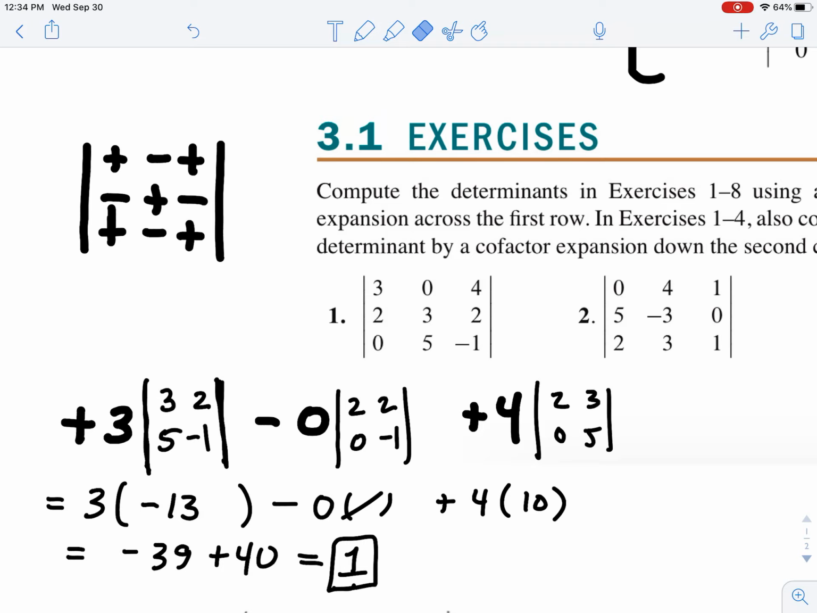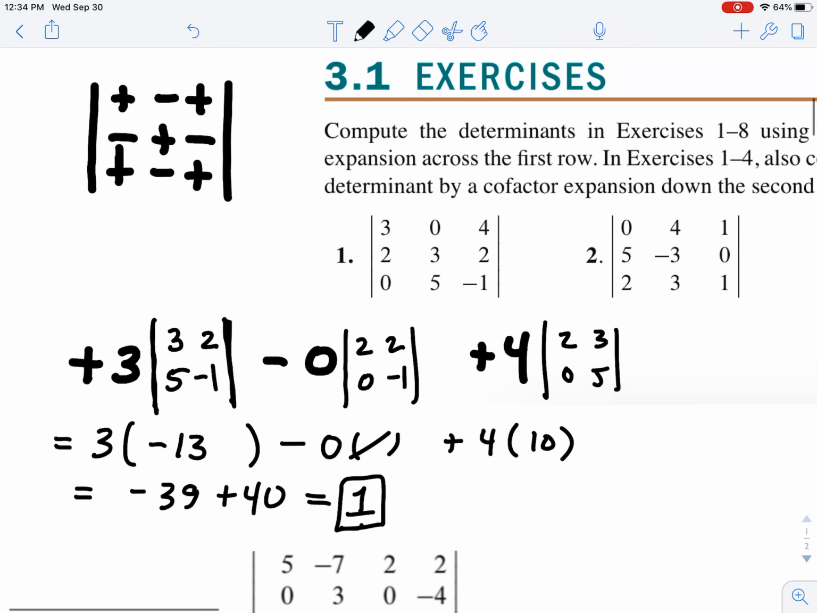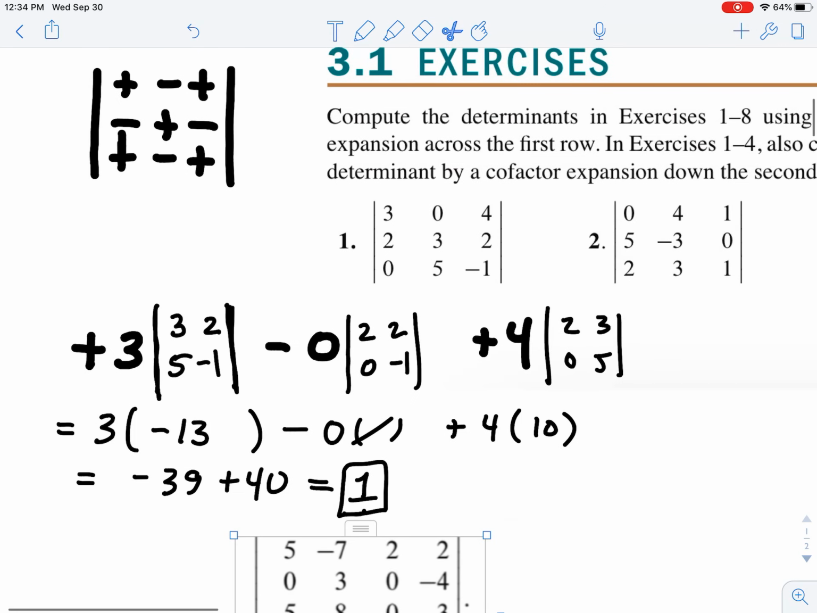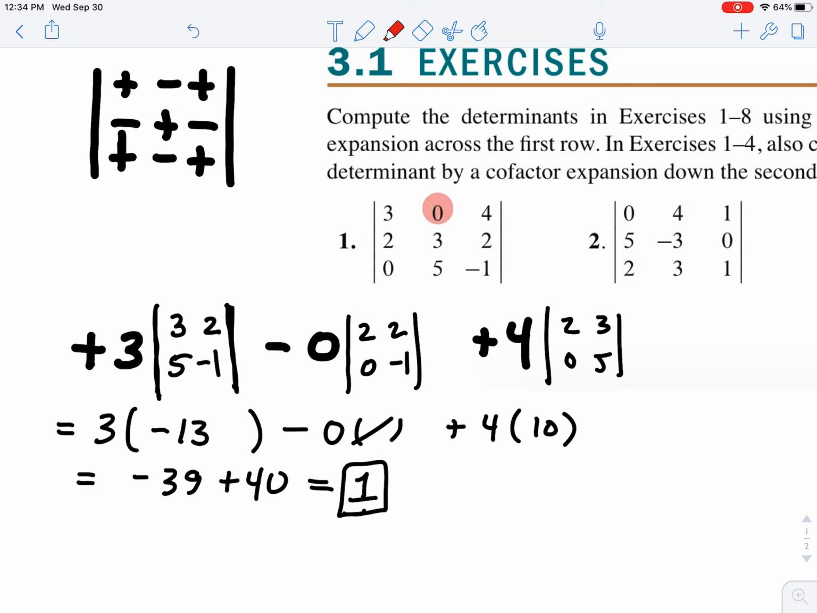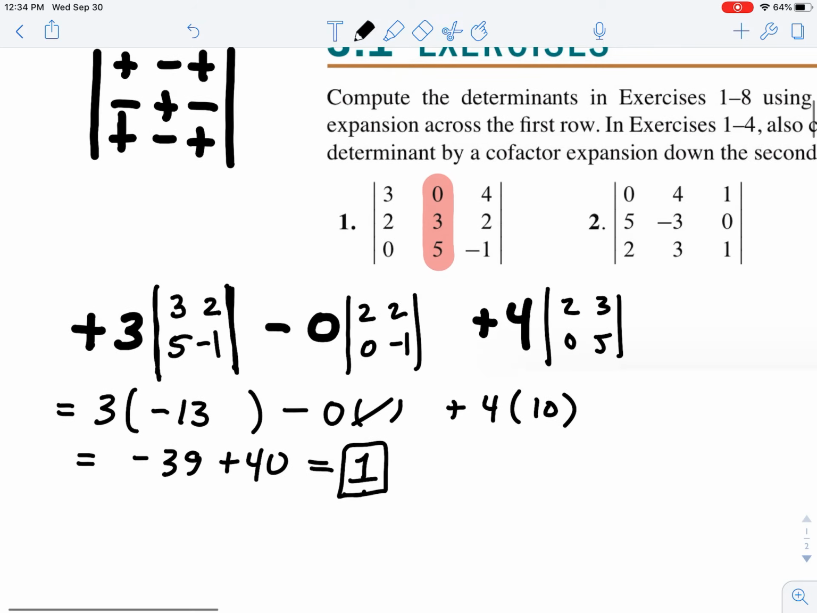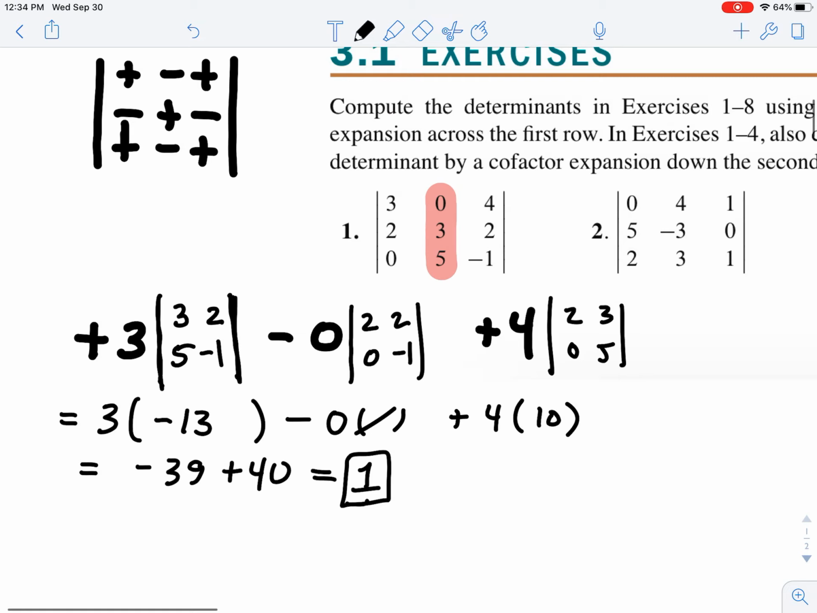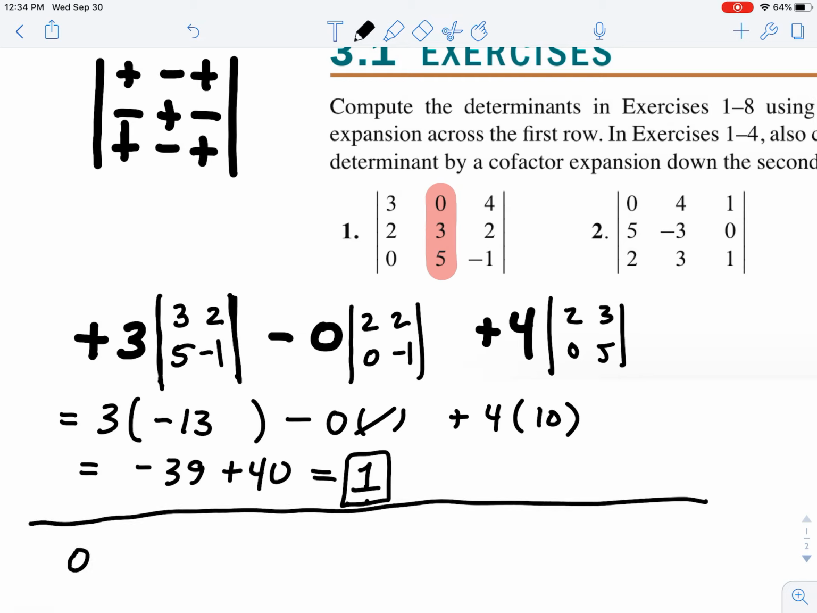So this process is always going to return the determinant of the matrix. And what's so cool about this is we can choose any row or column to do this with. So let's try another one. Let's see what happens if I choose the middle column and I work it out. So let's take those 3 numbers, 0, 3, and 5.